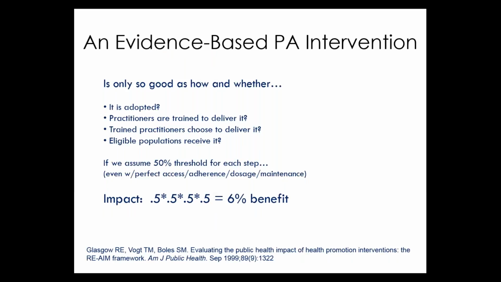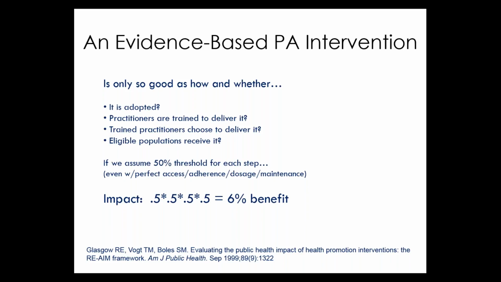Another way, and this is kind of a takeoff on Russ Glasgow's work around the RE-AIM Framework. Let's say we have a physical activity intervention that we would use in diabetes prevention and control that's 100% effective. Well, it depends on if it's adopted. It depends on if people are trained to deliver it properly, if it requires training for practitioners. It depends on whether the practitioners, even if they're trained, deliver it. And then it finally depends, maybe there's some side effects of this, or maybe there's opportunity costs, and you have to decide if populations will receive it.